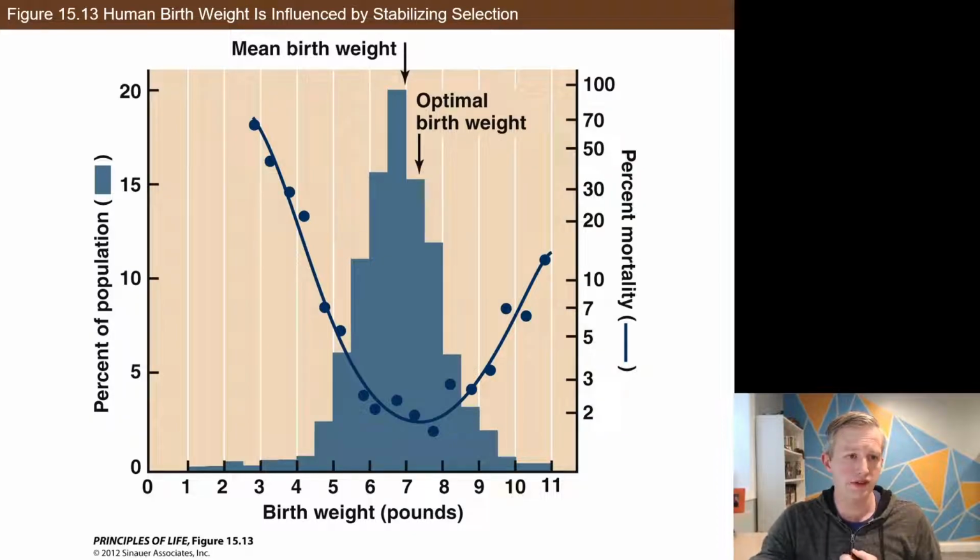Human birth weight is an example of stabilizing selection. And so while this is kind of a sad graph to consider, infant mortality increases on the very low birth weight end. It's kind of obvious, but also on the very large birth weight end, just in terms of statistics. And so we see that humans have sort of honed in on a particular birth weight that tends to be the predominant outcome of pregnancies.